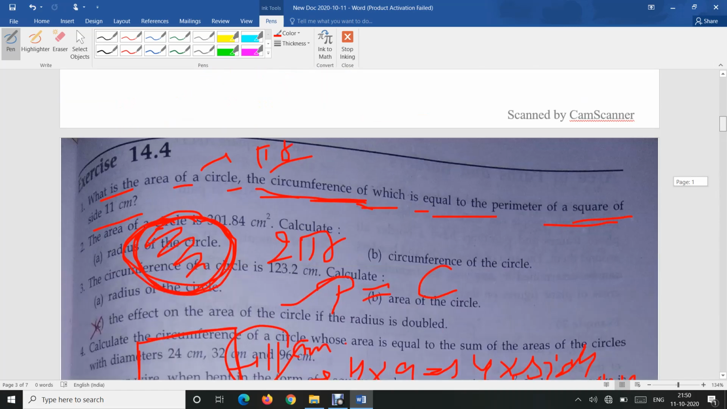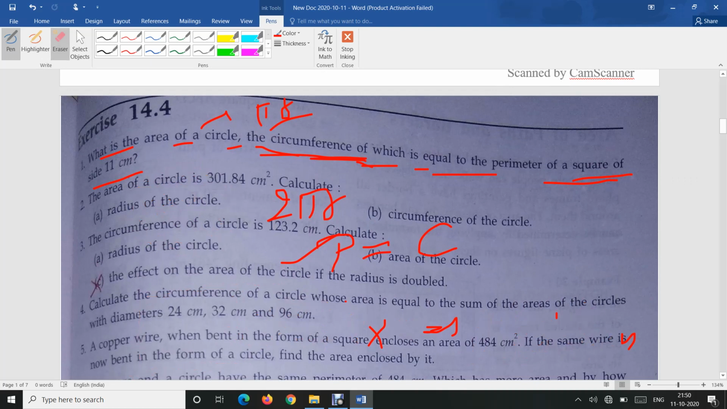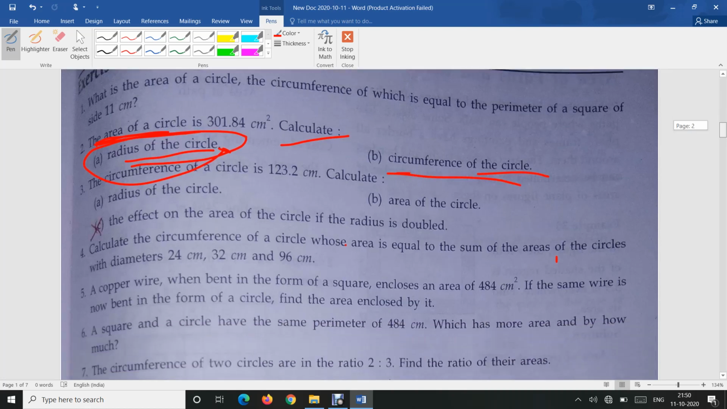Before that, let us have a look at the question. To see the question, we need to erase all these things. So let us erase. Now let us have a look at the question. Focus on the question, please. The question is saying that the area of circle is 301.84 centimeter square. Area of circle is already given. You have to just find out the radius of the circle and the circumference of the circle. You can find out the radius of circle by applying the formula of area of circle because it is given. If you find the radius, then you can find the circumference of the circle easily by applying the formula.